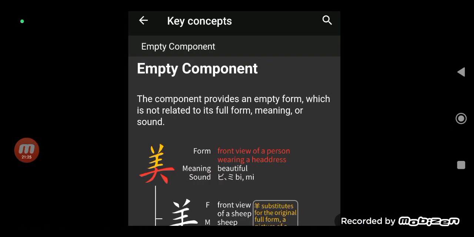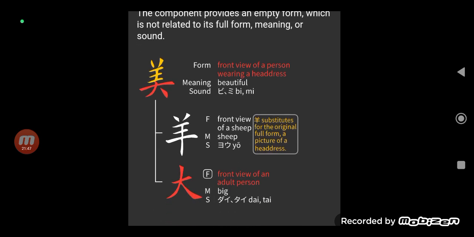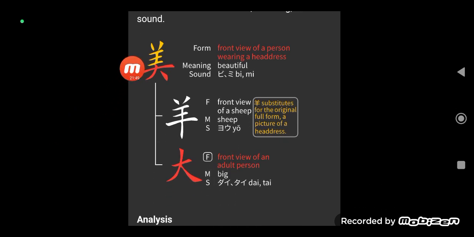Okay, so for the fourth functional component, the empty component is a functional component. An empty component is a component or radical that provides an empty form, which is not related in form, not related in meaning, not related in sound. Just like here, this kanji means beauty or beautiful. The onyomi is bi, and the kunyomi is utsukushi, or beautiful. So the meaning is beautiful.